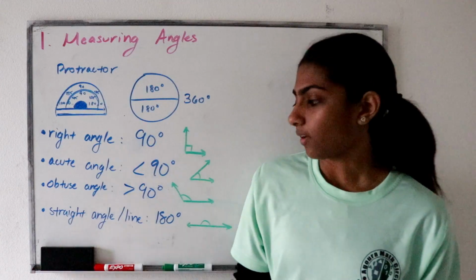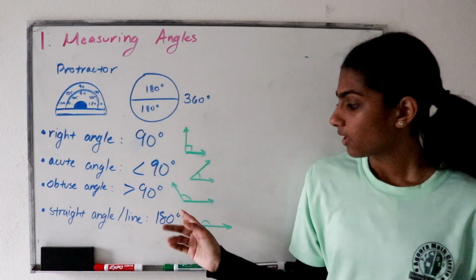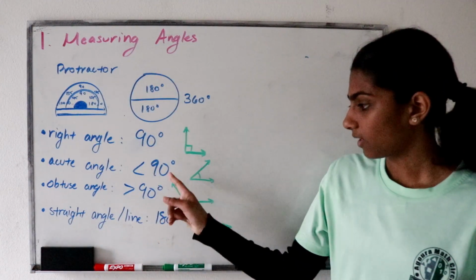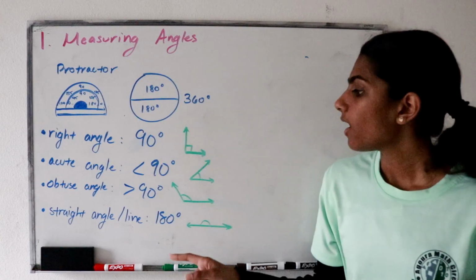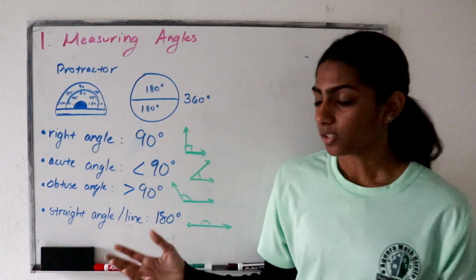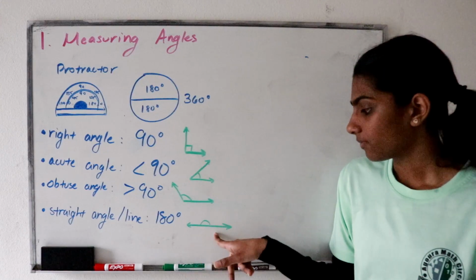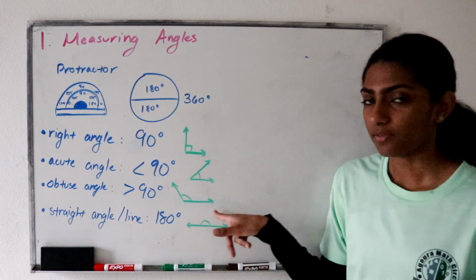Then we have obtuse angle, which is going to be greater than 90 degrees. As you can see here, this obtuse angle is greater than 90 degrees. And then finally, we have a straight angle, or just a line, which is going to measure 180. You see right here, you can label it with a half circle.